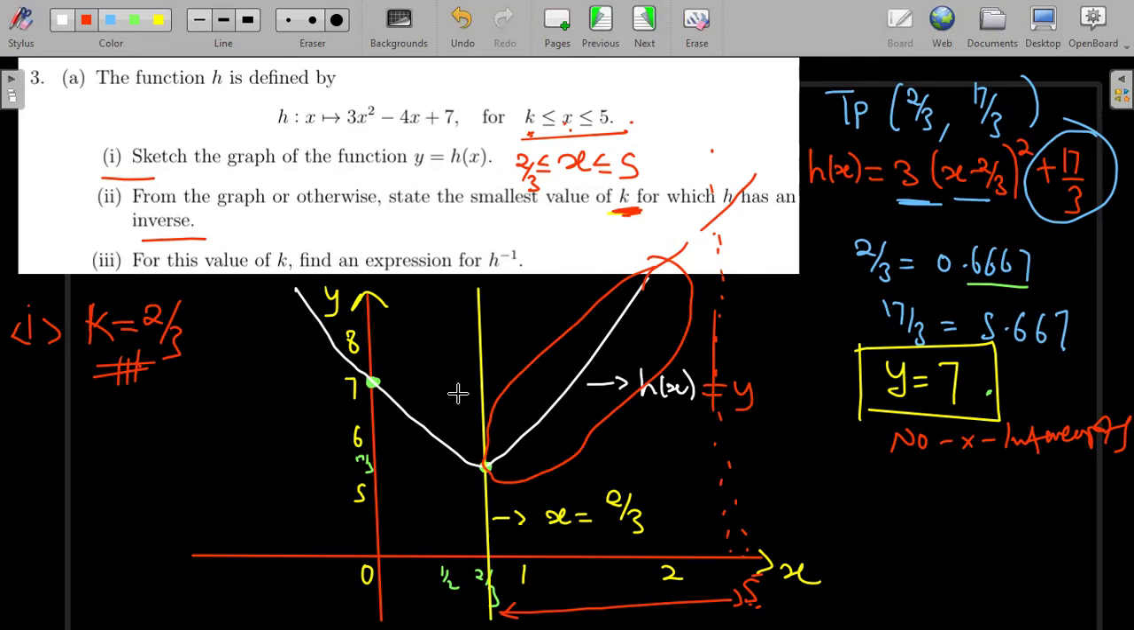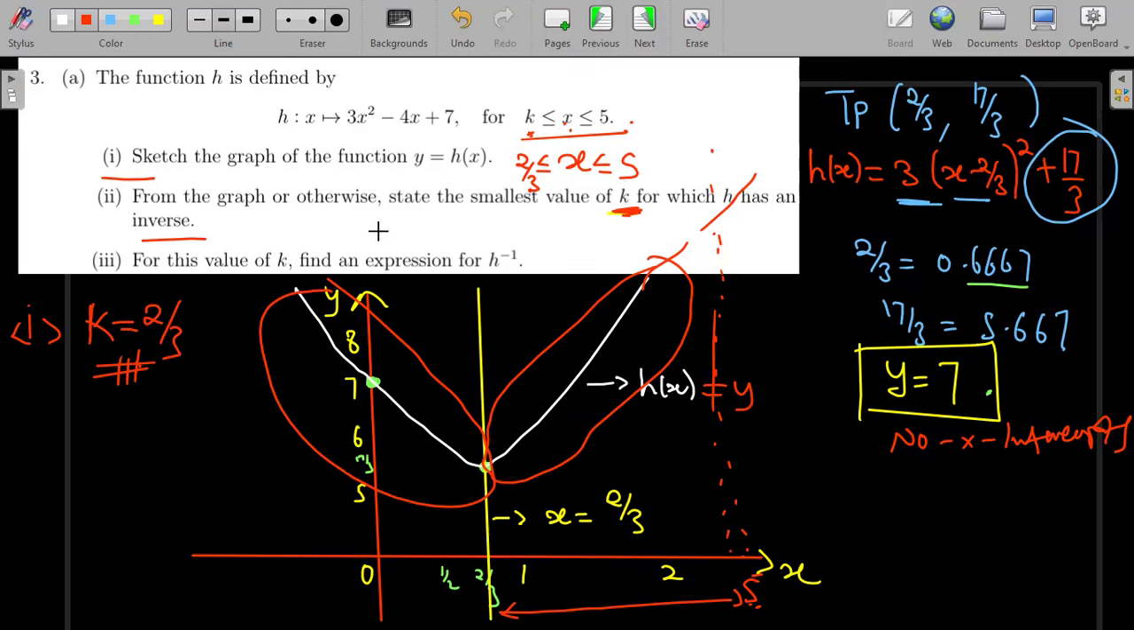Even if they asked us to find the inverse of that part, we would still be able to find the inverse. All right, so that is it. That's the smallest value of k. And we see that x should be equal to this value of k, or greater, but it should be less than 5.